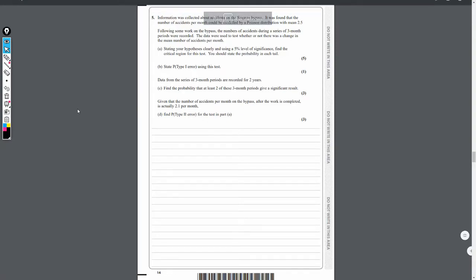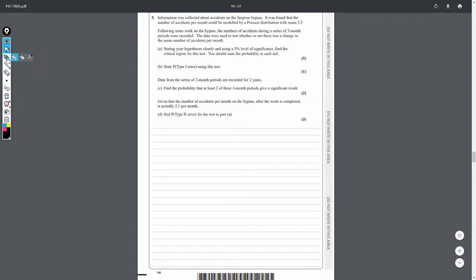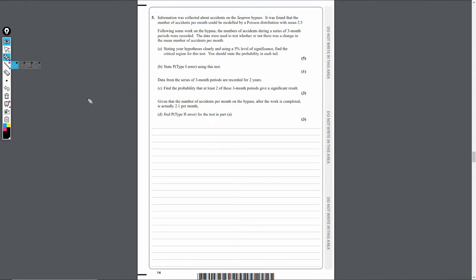Moving on to question 5 now, we have a question here on hypothesis testing, more specifically hypothesis testing with the Poisson distribution. What we're told here is we're looking at information that's collected about accidents on a bypass, and it's found that the number of accidents per month is modelled with a Poisson distribution with mean 2.5.